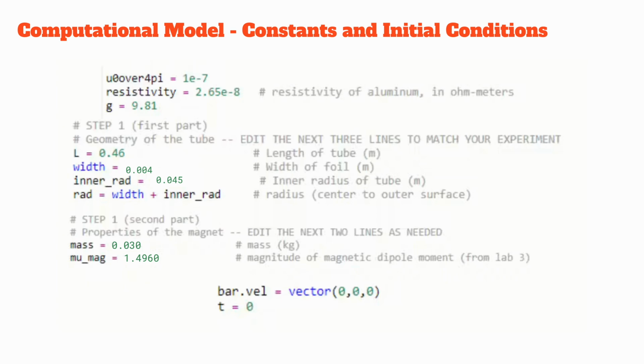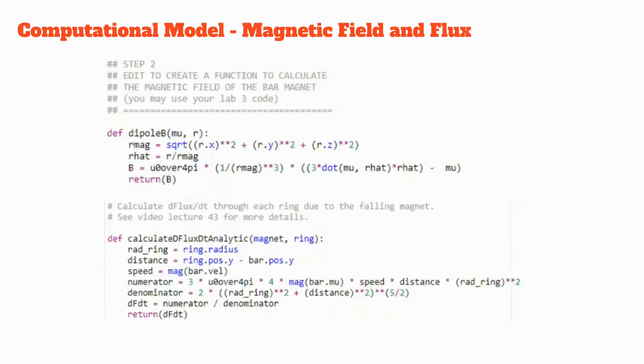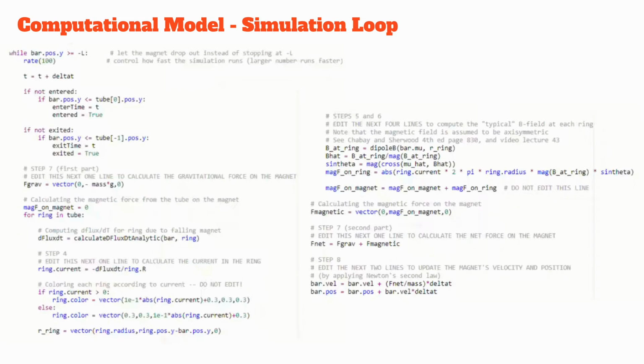This slide represents the first portion of my code that identifies the constants and initial conditions measured during the experiment. I input the length and width of the foil, inner radius of the tube, mass of the magnet, and mu value from Lab 3. This portion of my code outlines where I laid out the needed formulas to calculate the magnetic field of the dipole and the flux equation. Finally, this portion of my code represents the simulation loop to run the computational model. This code accounts for all assumed forces and outputs a graph showing the magnet's velocity over time.